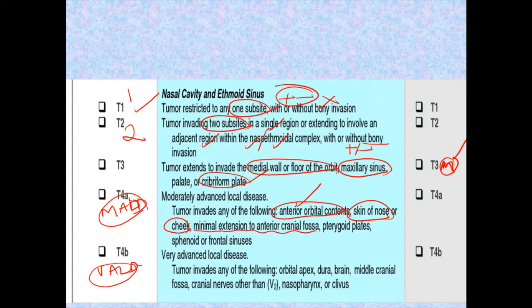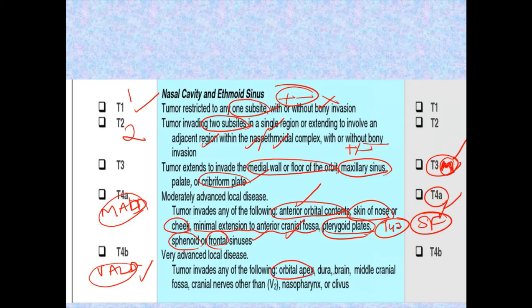Minimal extension into the anterior cranial fossa, pterygoid plates, sphenoid or frontal sinuses, these are T4A. So other sinus nearby, the maxillary sinus, is T3. Sphenoid or frontal sinus is T4A. T4B is very advanced, which involves the orbital apex, dura, brain, middle cranial fossa. So anterior cranial fossa is T4A, middle cranial fossa is T4B, if you remember it like this.